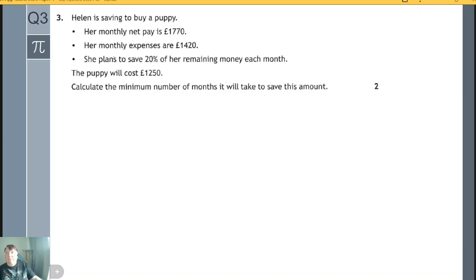Question 3. Helen is saving to buy a puppy. Her monthly net pay is £1,770. Her monthly expenses are £1,420. She plans to save 20% of her remaining money each month. The puppy will cost £1,250. Calculate the minimum number of months it will take her to save this amount. So let's start off with what is her residual income. Her net pay minus her expenses. So 1770 minus 1420, that gets us £350 a month.